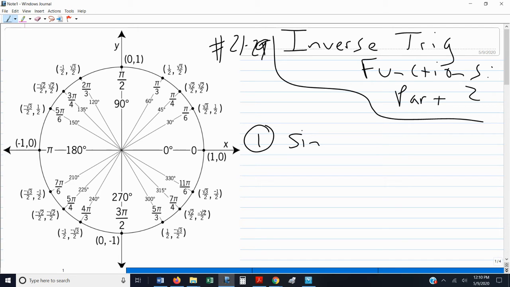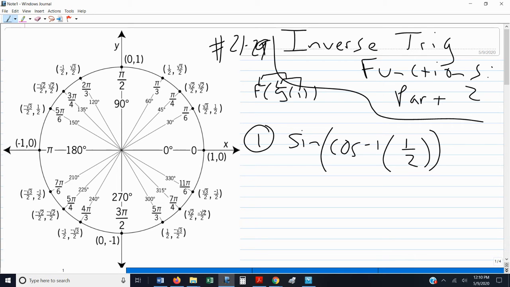So 21 through 29 looks like questions like this. Sine of inverse cosine of 1/2. This is a function composition, similar to f of g of 1, where you take 1, plug it into g, and then whatever you get, plug it into f. It's that process. So we're going to start with the inner function, which is inverse cosine of 1/2.